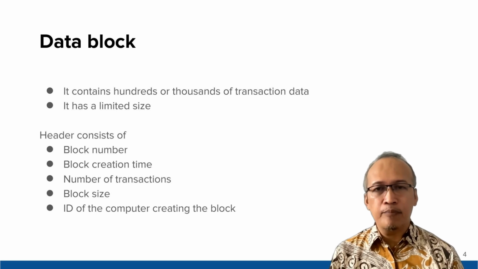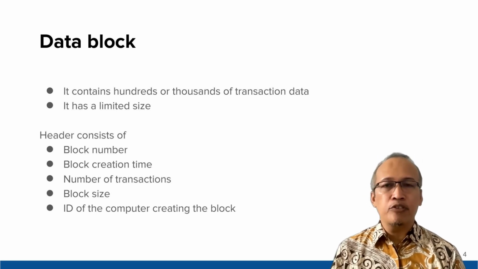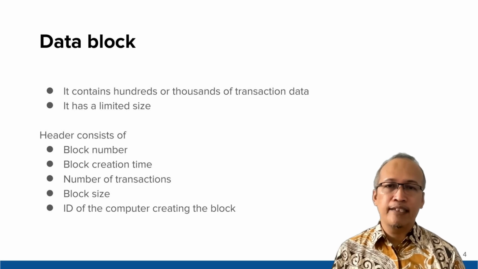Let's peek inside a data block and see what's actually in there. A single block can contain hundreds or even thousands of transaction records, and it has a limited size. Once a block is full, a new one gets created. The header of each block contains some really useful metadata.